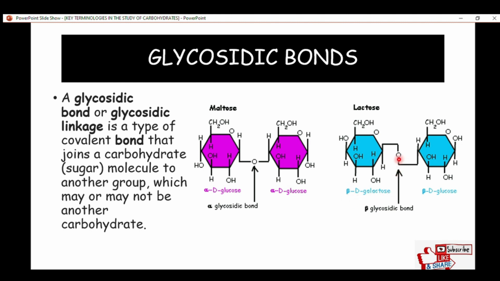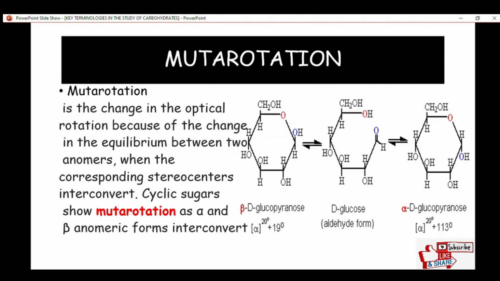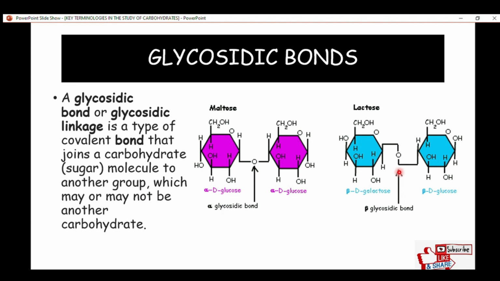Okay, and this is the glycosidic bond. It's a bond between two sugars, which leads to a loss of water between the sugar molecules, and it forms a glycosidic bond. So that's the glycosidic bond. It's a bond between two sugar molecules. As you can see here, we have a glucose sugar here and another glucose here. The definition says which may or may not be another carbohydrate, so it can be the same carbohydrate or it can be another sugar molecule. So that's the glycosidic bond.